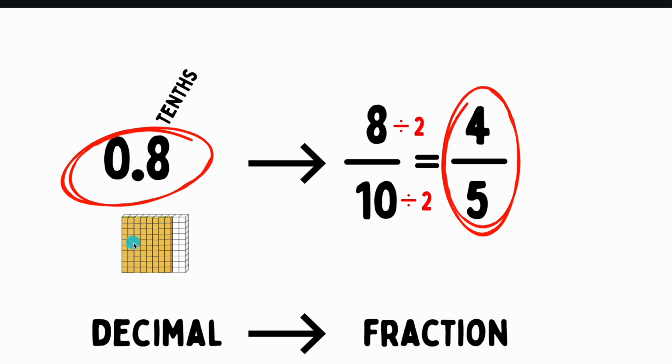If we separate this into fifths, we notice that we have 4 of them. 1, 2, 3, 4. 4/5. 0.8 is the same as 4/5.